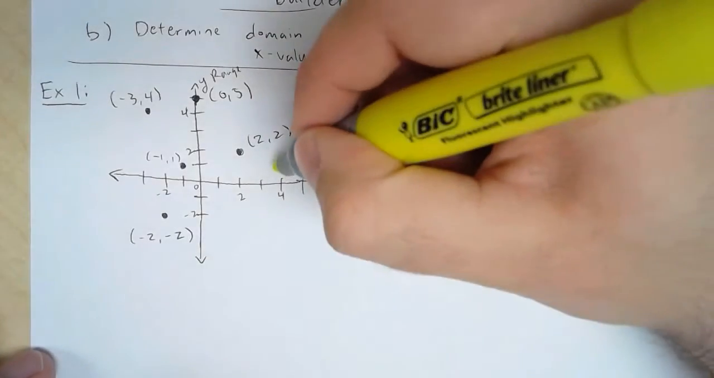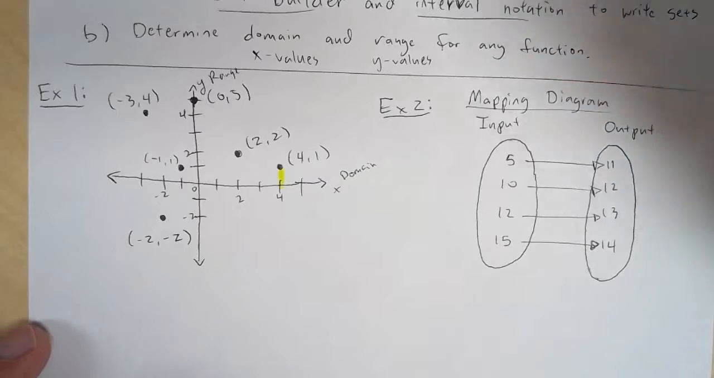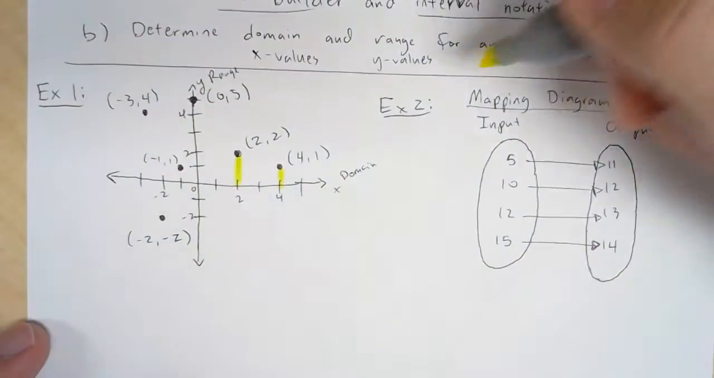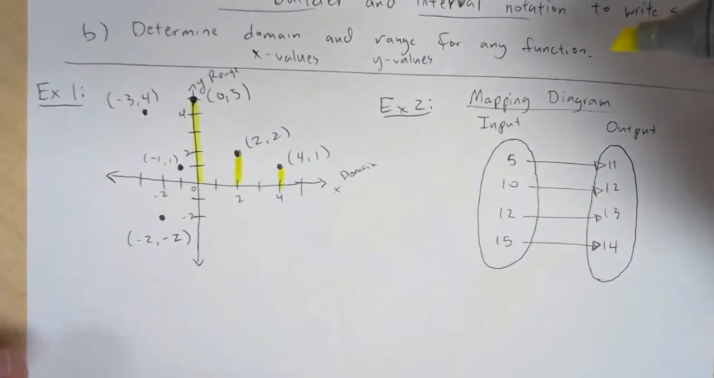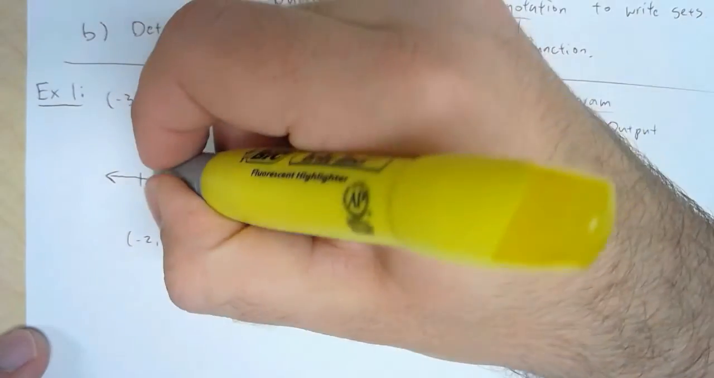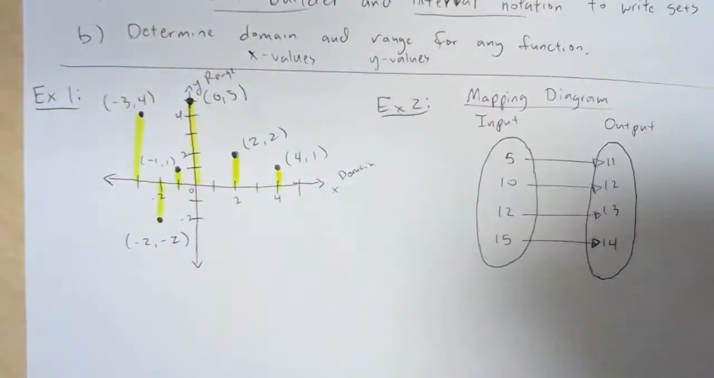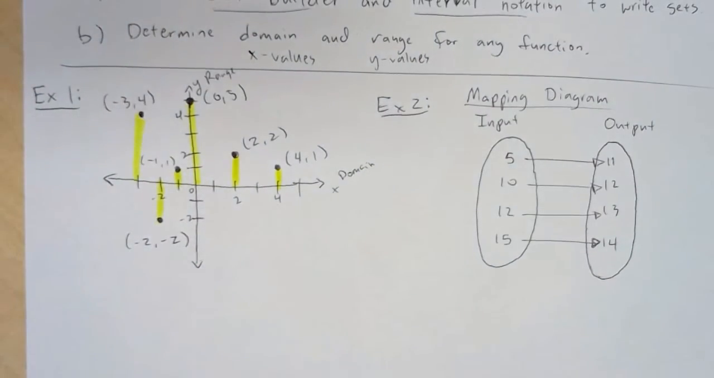The first one, 4, should connect right to the 4 on the x-axis. The 2 should connect right to the 2 on the x-axis. 0 is going to connect to 0, which is kind of weird. -1 is -1, we've got -2, and we have -3 as well. So these are the points at which it intersects the axis.